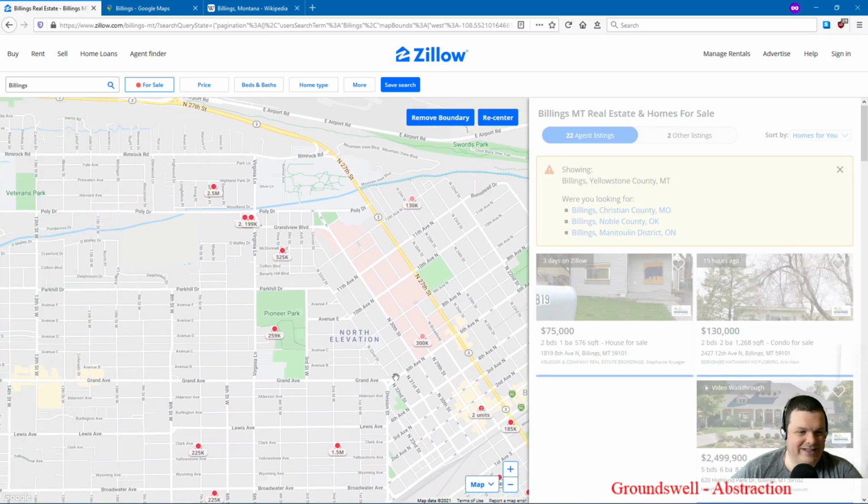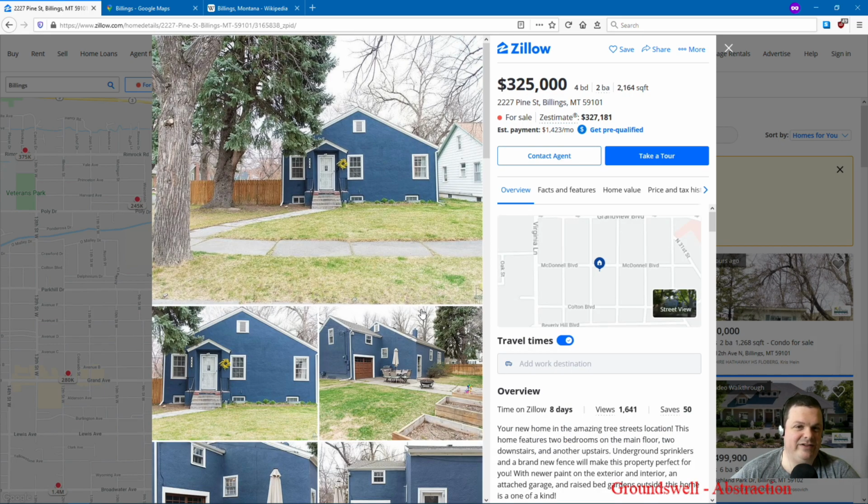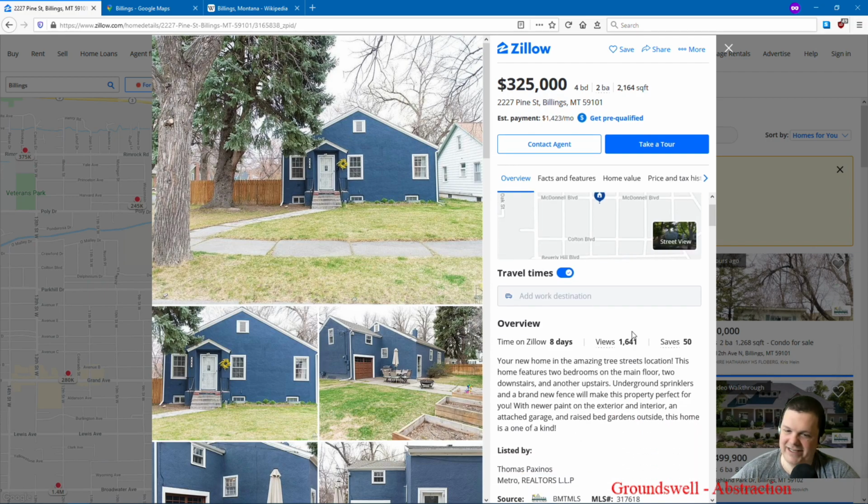All right, let's go over here on the other side. So this is still real close to the university. It's a standalone house. It's 4 bedrooms and 2 baths. It's been on Zillow for 8 days. It's getting a lot of interest.